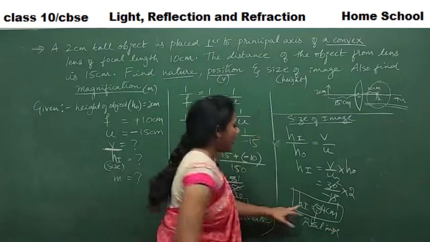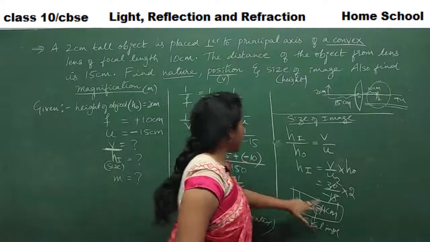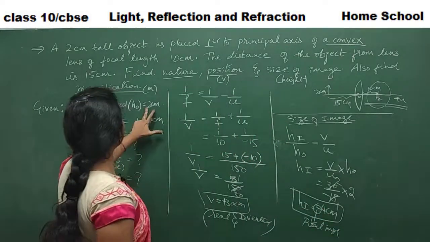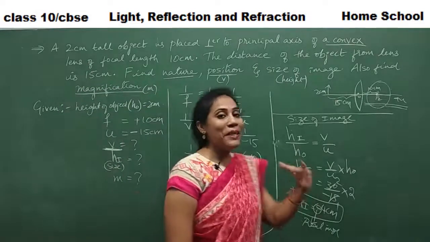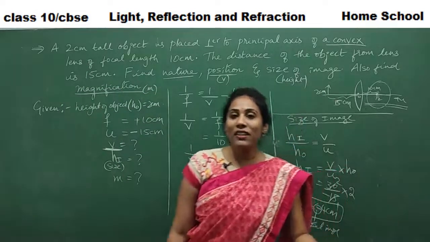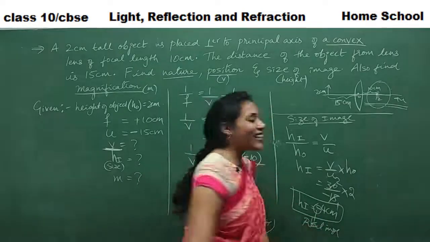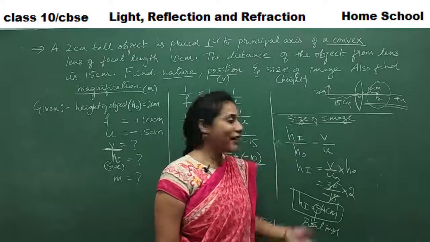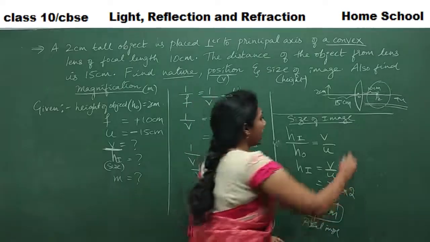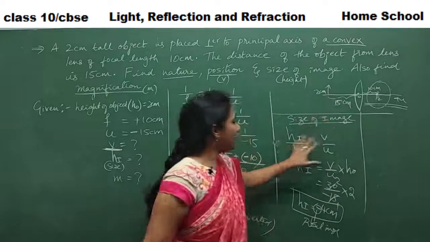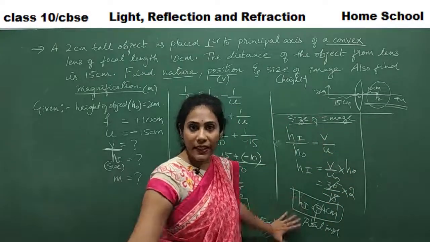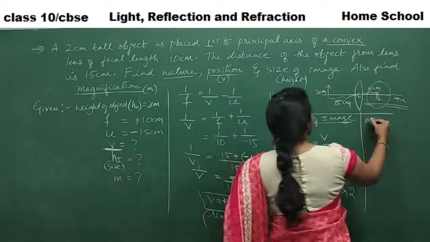Okay, you see, height of the image is 4 centimeter. Height of the object is 2 centimeter. That means image height is more than the object height. Image is actually an enlarged image here. Okay, so this is the method to find out size of the image or height of the image. Clear, right?